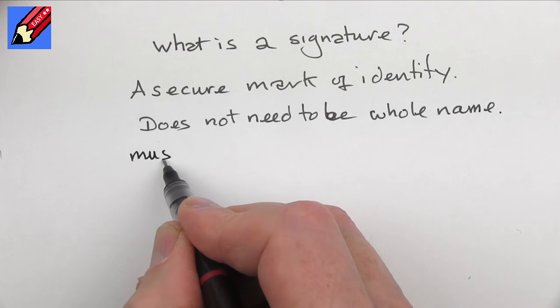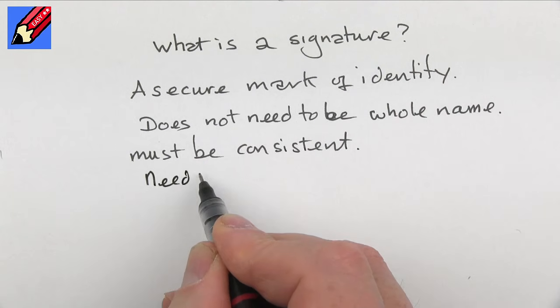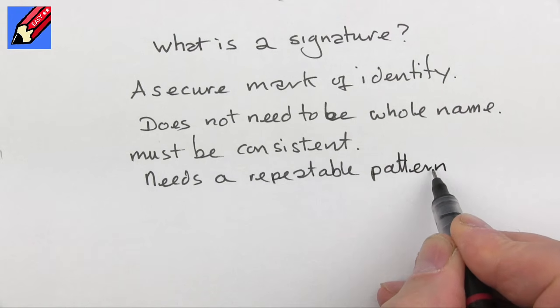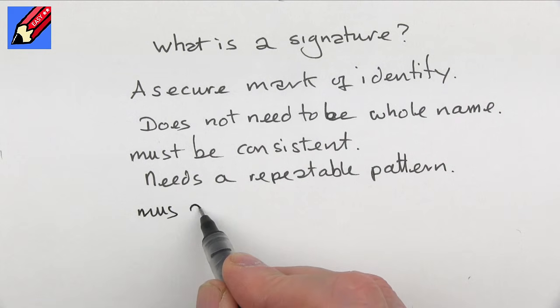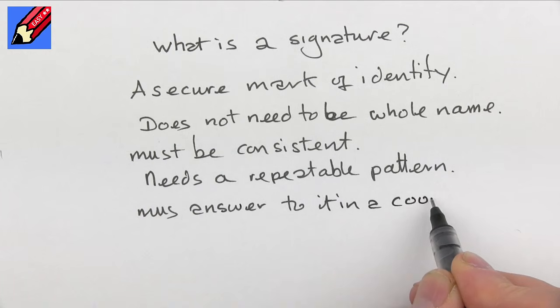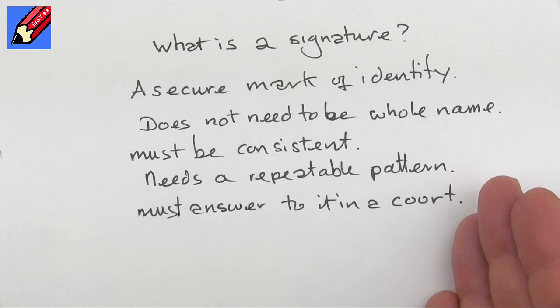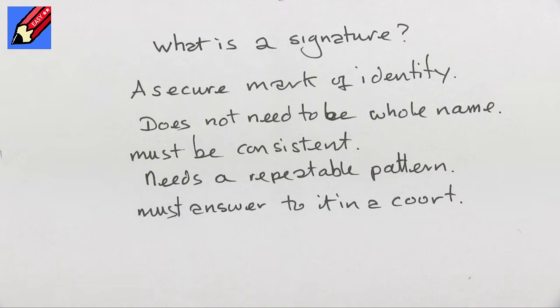It must be consistent. And you get that consistency by practicing and practicing and practicing. It needs a repeatable pattern. So you need the same kind of way that your hand moves each time. And it's the pattern that creates the sort of security of your signature that makes it hard for other people to forge. And you must answer to it in a court of law. So if you sign it different every single time, you won't know if you really did sign it. If you sign it exactly the same, you'll be able to say, yes, that was me. And so will other people be able to say, yes, that was you.